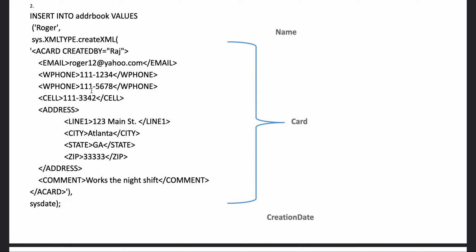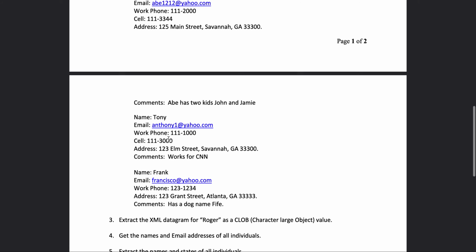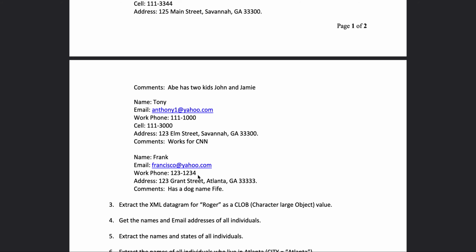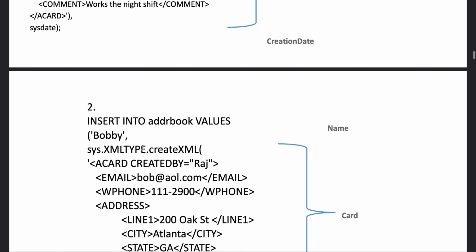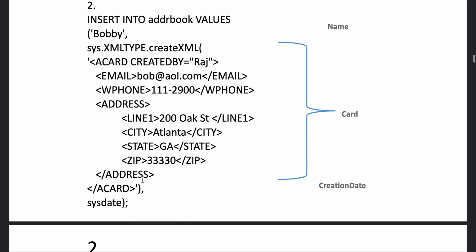So we notice that we have to do similar inserts for Bobby and Tommy, Abe, Tony, and Frank, right? And if we look at Bobby's structure, right, we'll notice that we have no cell phone or comment. This also shows how versatile XML is in storing of data.